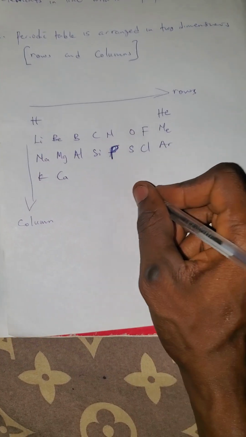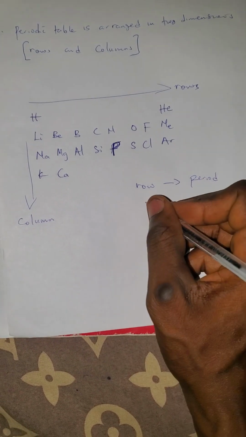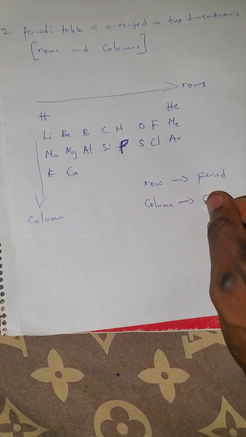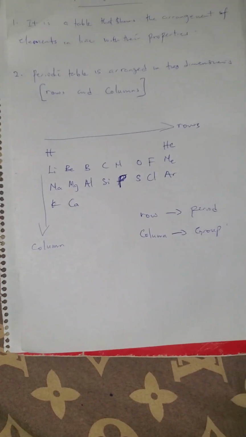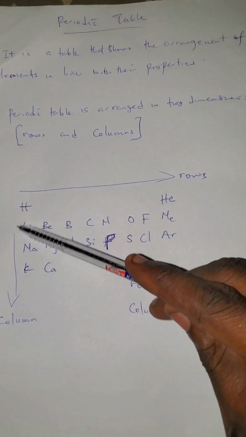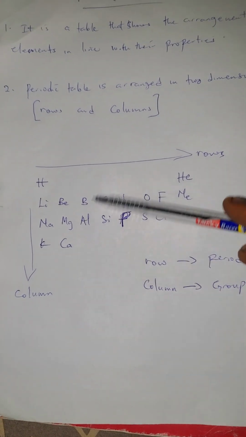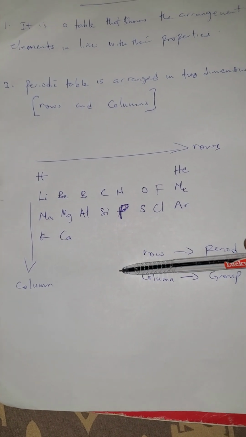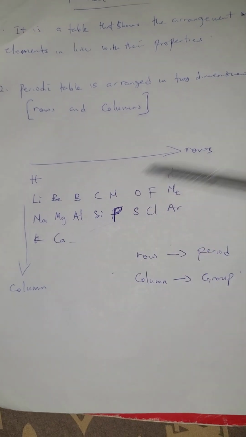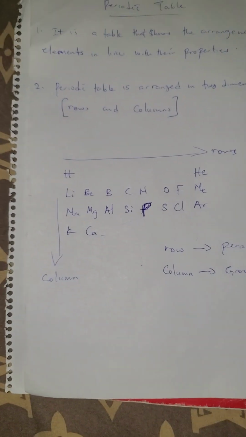Now, each row represents a period and each column represents a group. So if you're talking about these first 20 elements, the first column is the first group, then second group, third group, fourth group, fifth, sixth, seventh, and eighth group. But we have 1, 2, 3, 4 rows, and that is 4 periods.